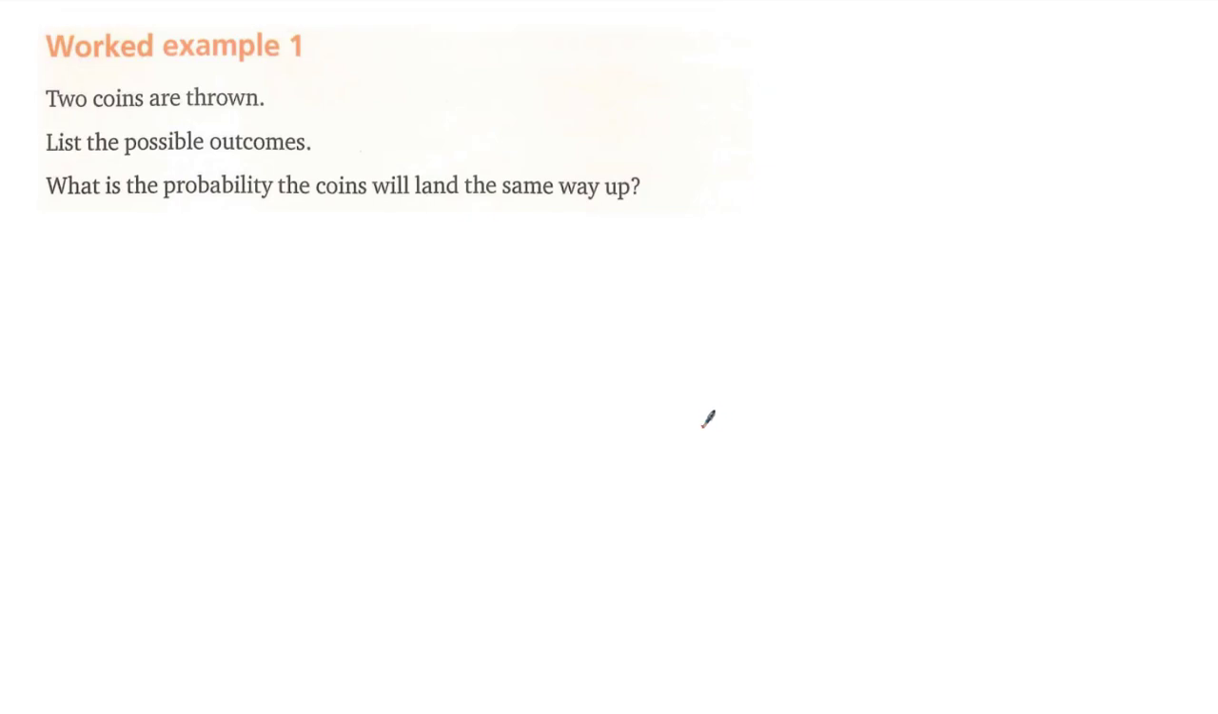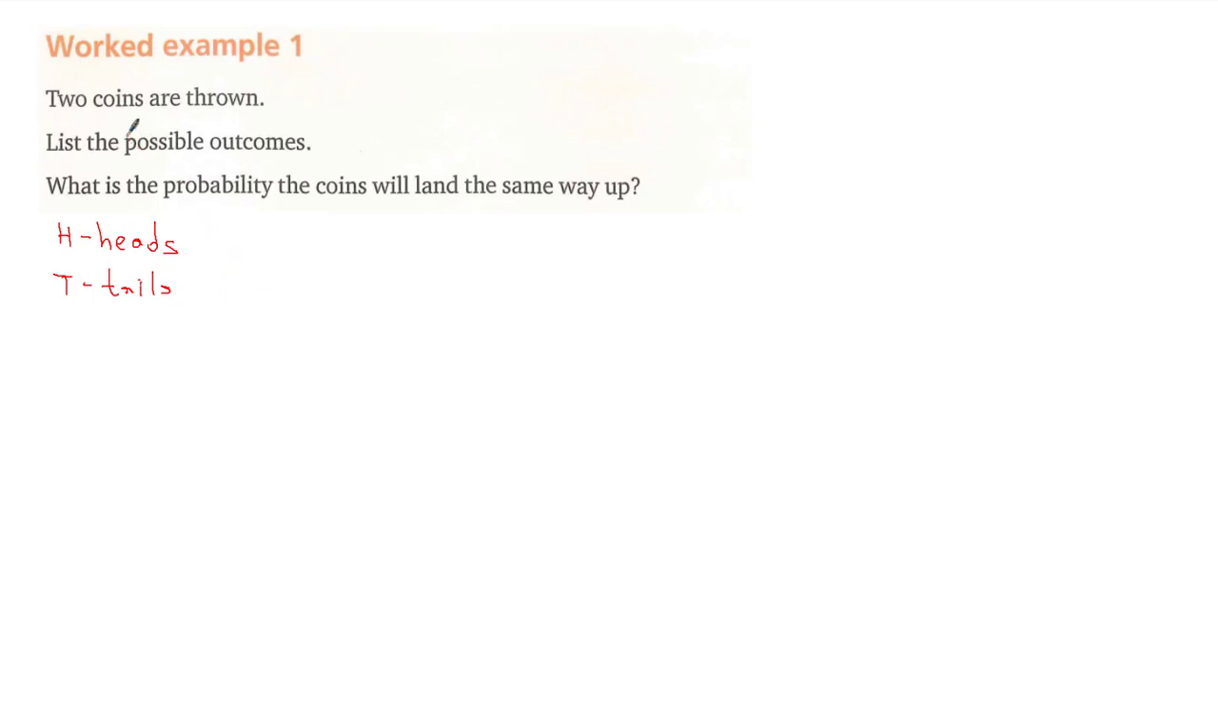The first one is: two coins are thrown. List the possible outcomes. What is the probability the coins will land the same way? All right, so let us write H for heads and T for tails. Now, we have two possible outcomes. Either it will be heads, or it will be tails. Because each coin has two sides it can land on, we have two outcomes.